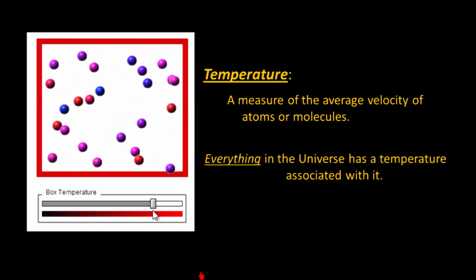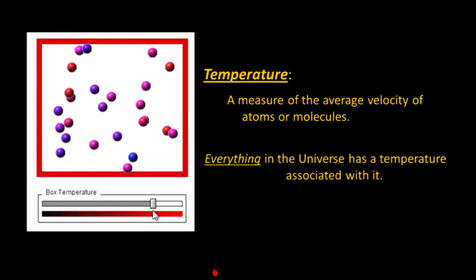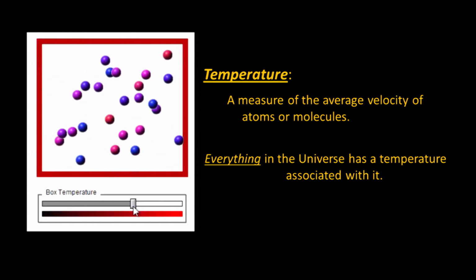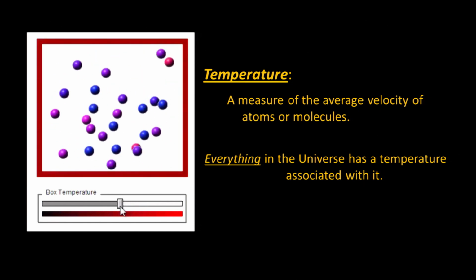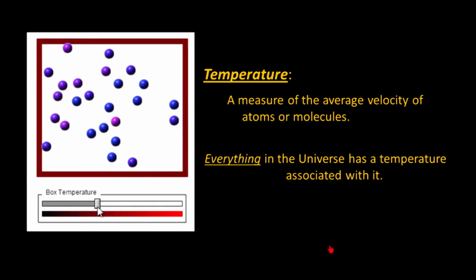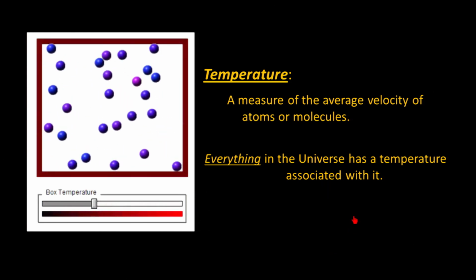But when we increase the temperature, you'll notice they move faster. And when we decrease the temperature, you'll notice that they move slower. So temperature is a measure of the average velocity of atoms or molecules. And then, of course, the idea that everything in the universe has to have a temperature associated with it as well.